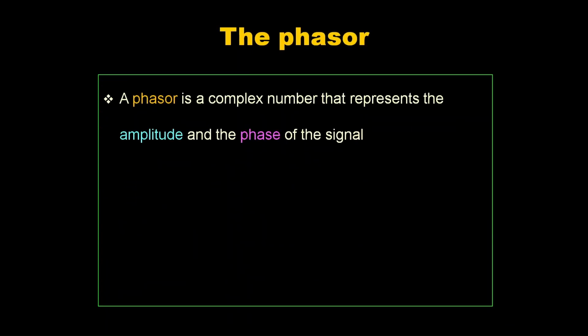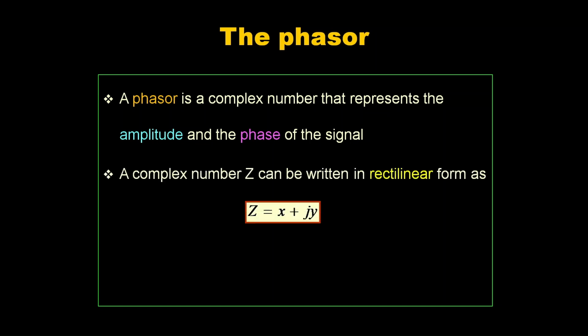Now coming to the phasor. A phasor is a complex number that represents the amplitude and the phase of the signal. So what is that? You guys know, right?